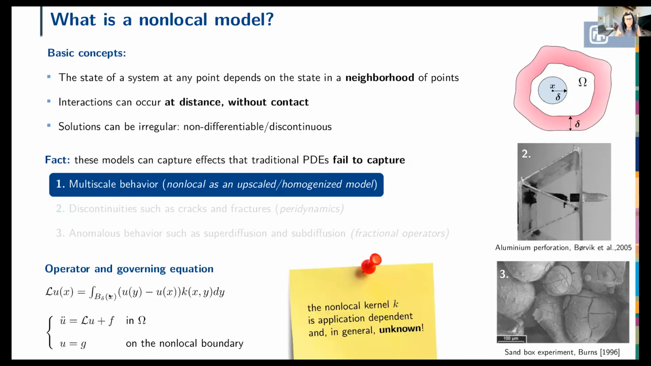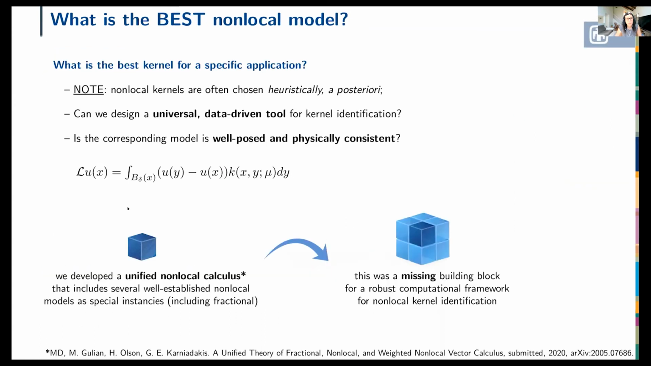The problem that I'm gonna focus on today is the fact that this kernel cannot be measured and is usually established a priori. And so it's an unknown quantity and it's not easy to decide what to pick. So the question that I'm going to address is, what's the best kernel for a specific application? Or better, can we design a data-driven tool for kernel identification such that what we obtain is physically consistent and well-posed? So the goal is to find this object here, but in a smart way.